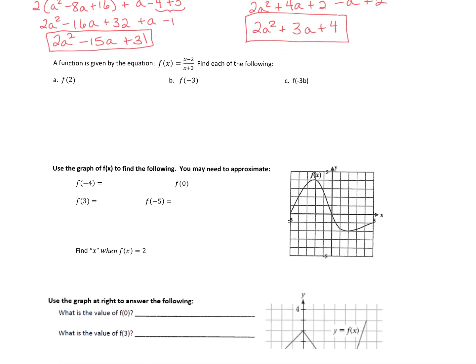Here we have a different kind of function. Let's evaluate this function at f of 2, f of negative 3, and f of negative 3b. One thing that I like to do, I think of this as basically just directions telling me what to do. It's something minus 2 and something plus 3. And that something in this case happens to be a 2, so we get 0 over 5, or 0.